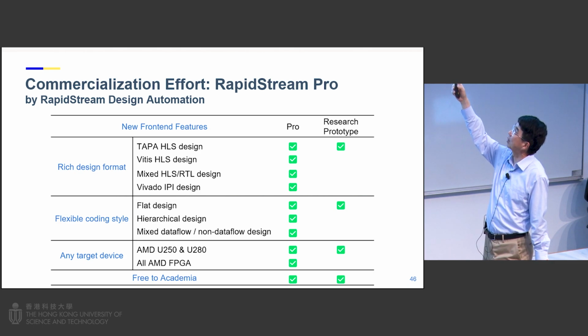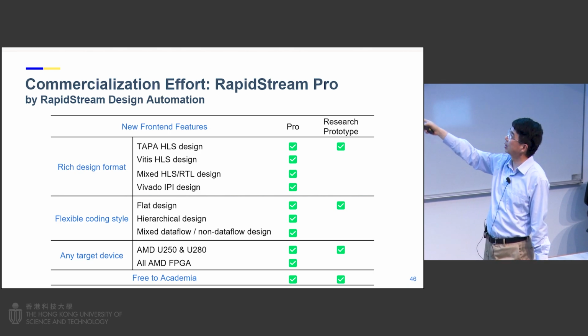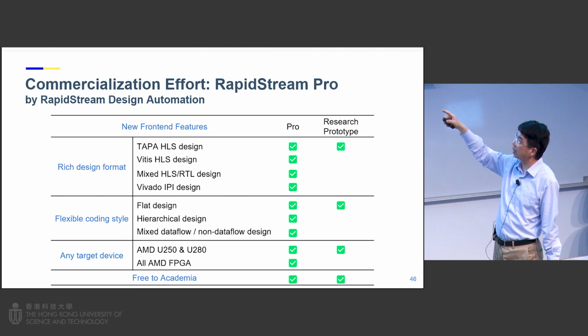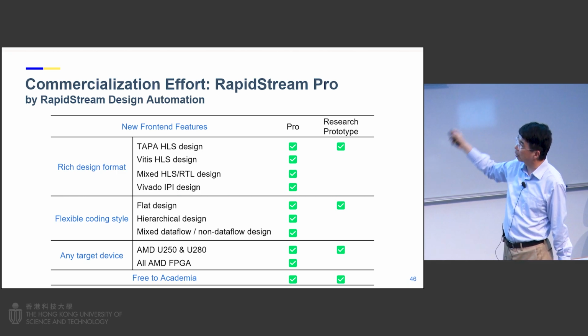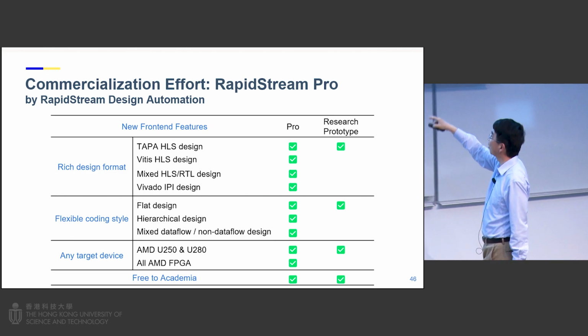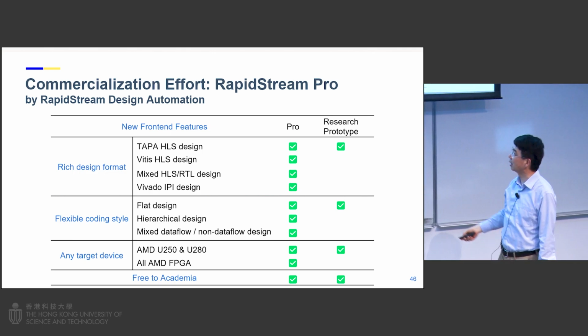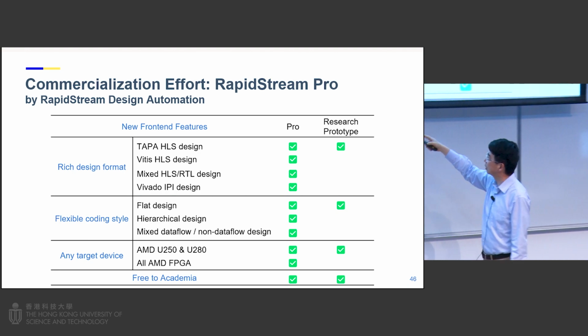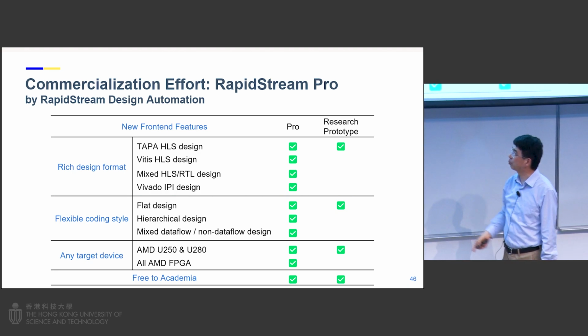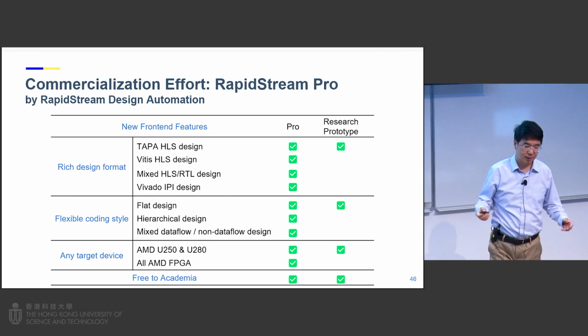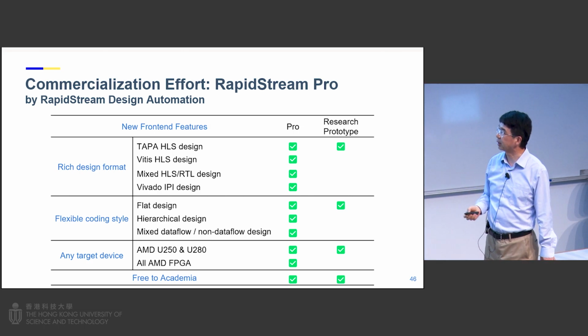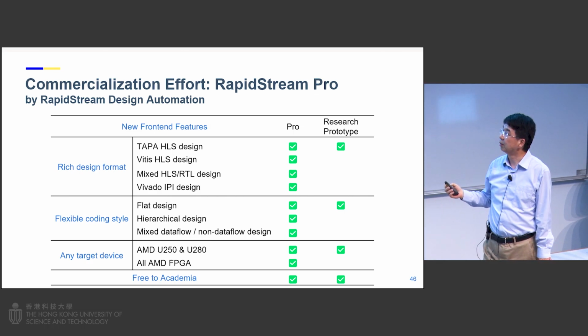And he is maintaining it. So there's a RapidStream Pro version, and it can support not only HLS designs, but also RTL designs or mixed RTL and HLS designs, can be hierarchical designs, and can target any devices. At the university, we write a paper, we pick a device, we demonstrate the idea. But anyhow, if you are interested in using either the free version or the pro version, you talk to them, because they will make sure that it's actually available to academia free of charge.